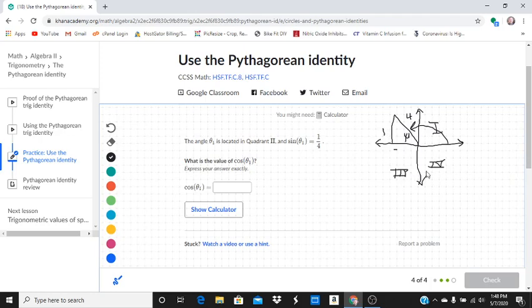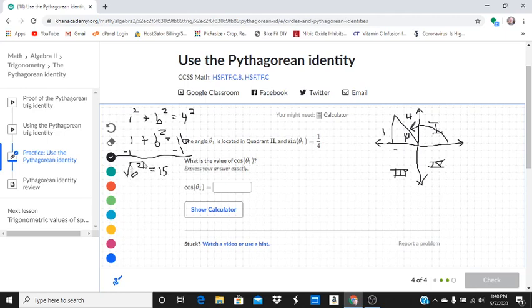Okay, and we're going to use the Pythagorean theorem. So we're going to say 1 squared. We'll call this missing side, the adjacent side, b. So we have plus b squared equals our c squared, which is 4 squared. Okay, so we have 1 plus b squared equals 16. Okay, subtract 1 from both sides. So we're going to get b squared equals 15.